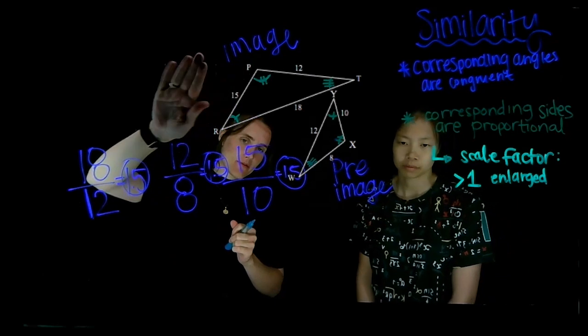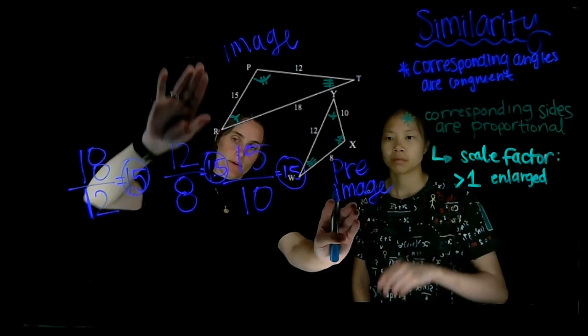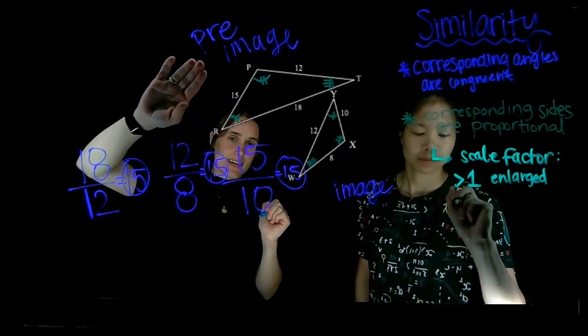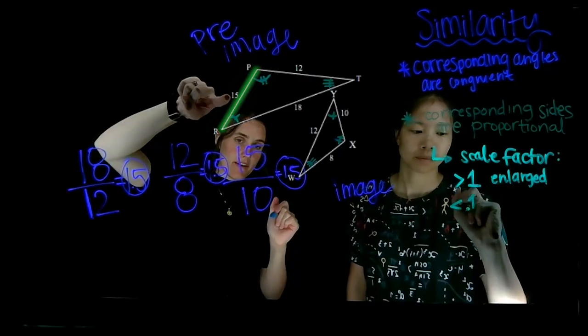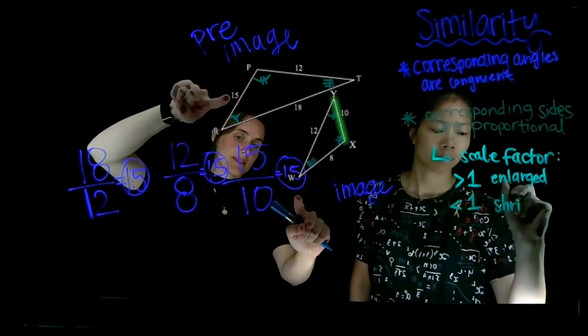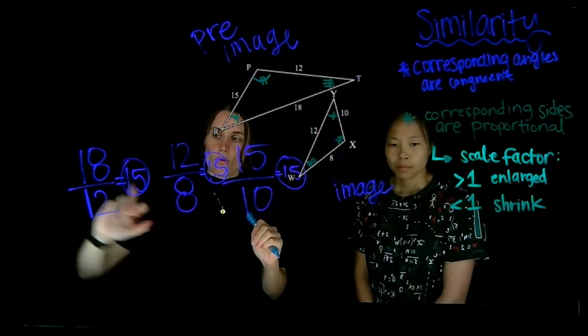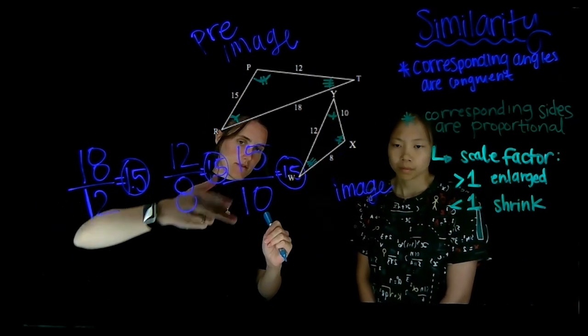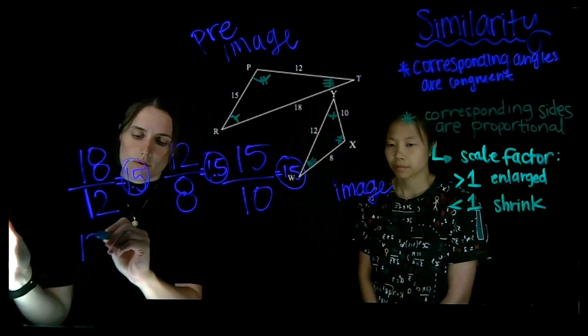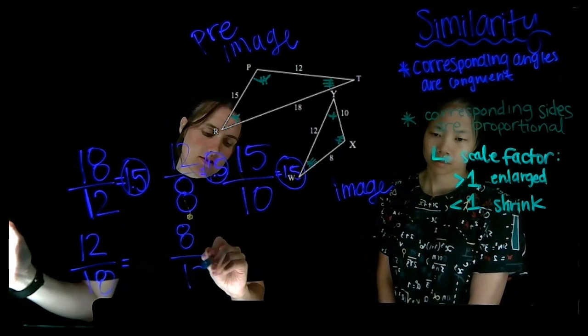So what if this was my pre-image and this was my image? How would that change my scale factor? So now 15 times 1.5 is not going to give me 10. So 1.5 is not my scale factor if I'm going from the larger shape to the smaller shape. To figure that out, we just have to flip each of these fractions. So instead of doing 18 over 12, we're going to do 12 over 18, and 8 over 12, and 10 over 15.